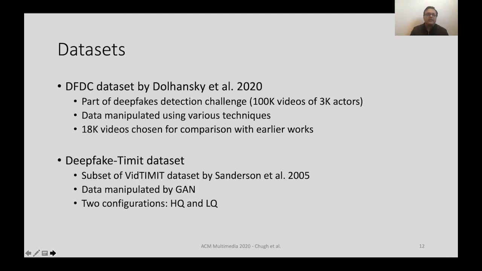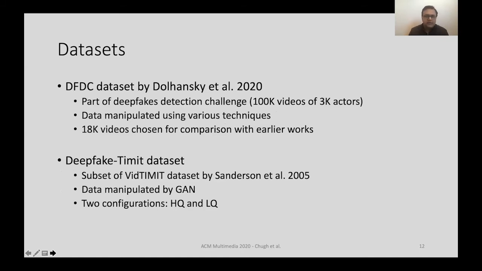Now for the datasets, we use the DFDC dataset. The DFDC dataset has been recently proposed as a Kaggle challenge, and we used a subset of videos for fair comparison with earlier works. The data in the DFDC challenge has been manipulated using different techniques, which makes this dataset quite challenging.